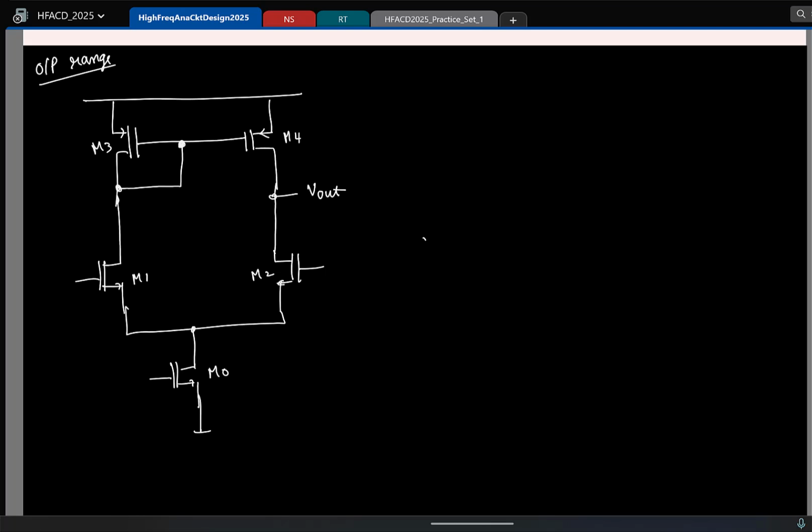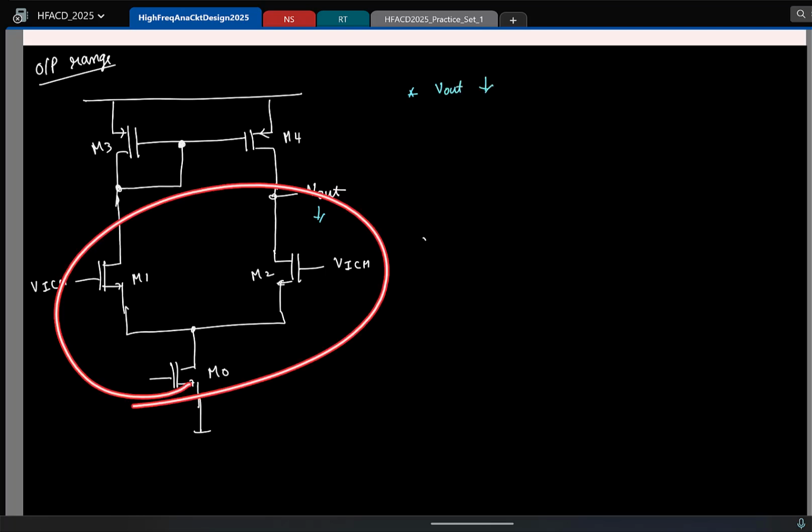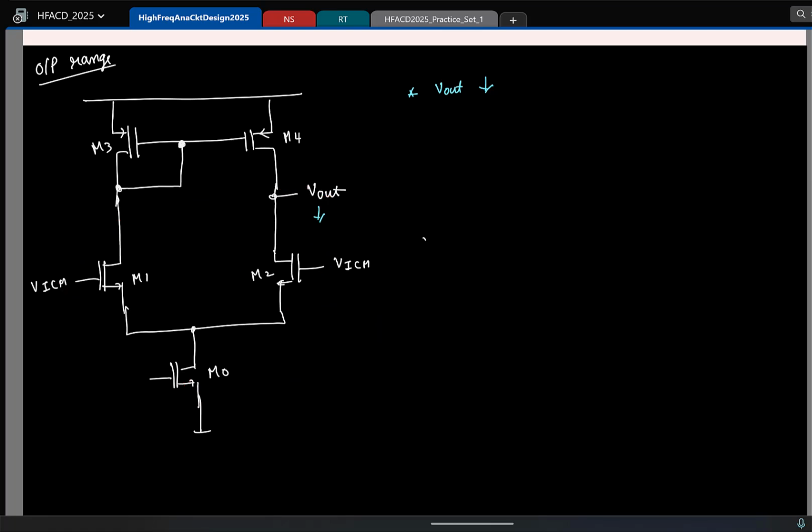And again, when it is used in negative feedback, I know the voltages at the two inputs are equal, so I'll call it VICM. So now tell me, if Vout is starting to reduce, which transistor here can go out of saturation? M2, right? Because drain voltage of M2 is reducing, it is M2 that will go out of saturation.